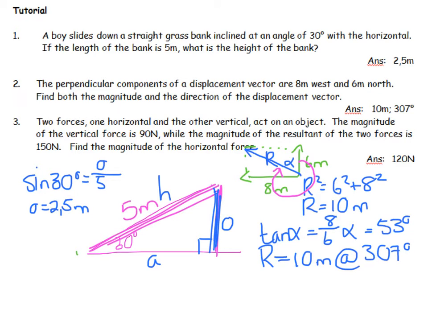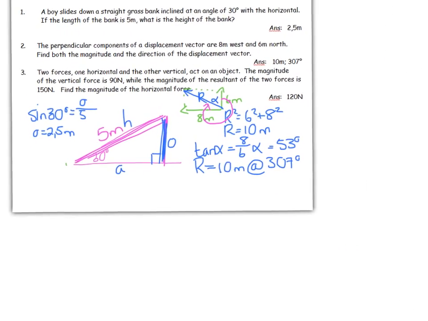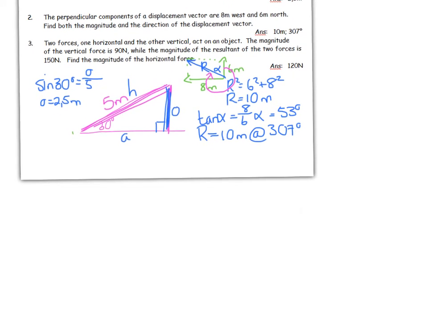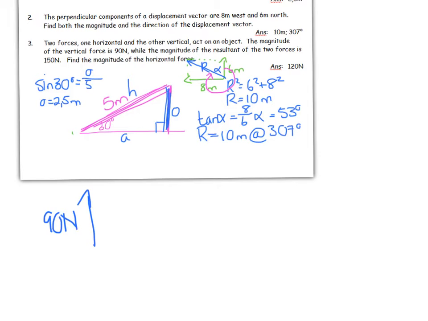Two forces, one horizontal and the other one vertical, act on an object. The magnitude of the vertical force is 90 newtons, while the magnitude of the resultant of the two forces is 150. Find the horizontal force. So the first thing I'm going to do is try and draw that up. We've got a vertical force of 90 newtons, and I have a resultant of 150.